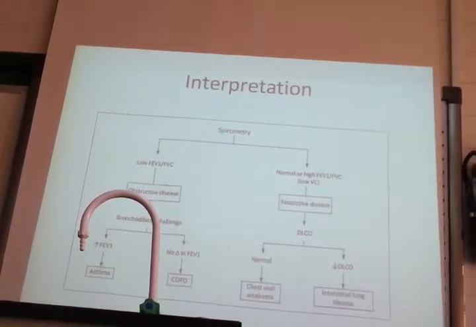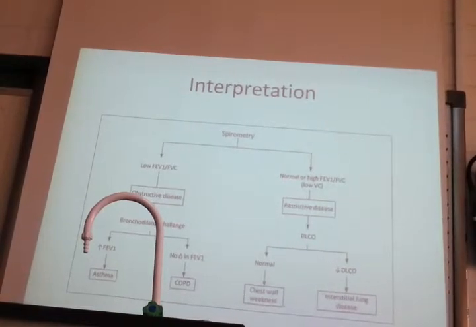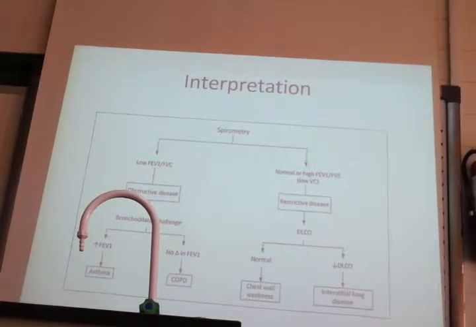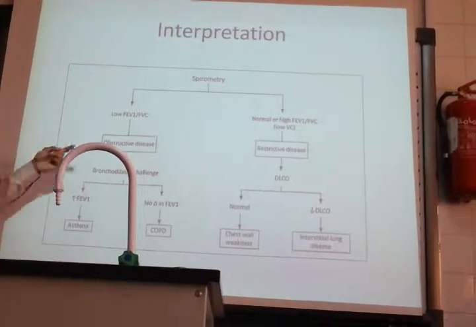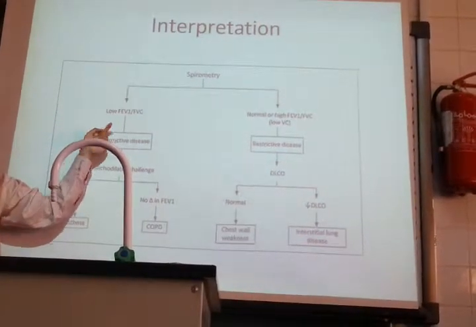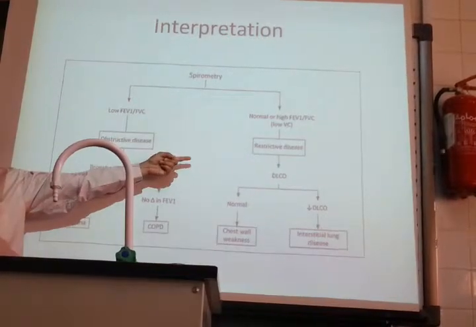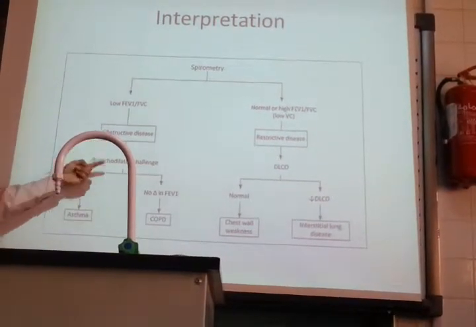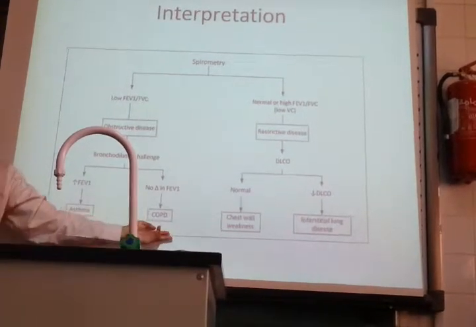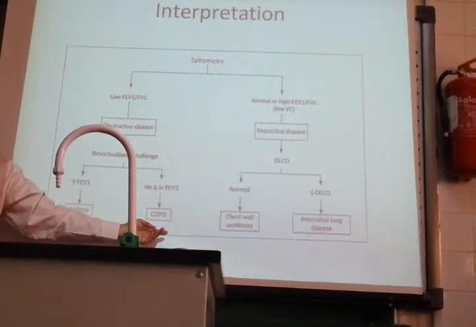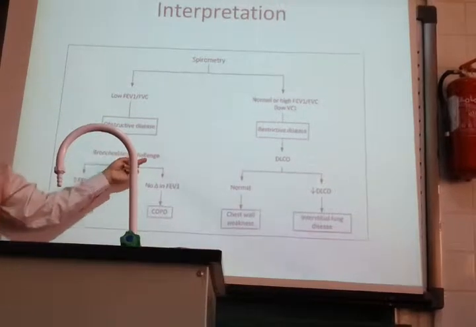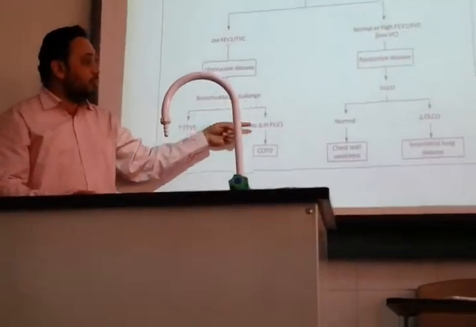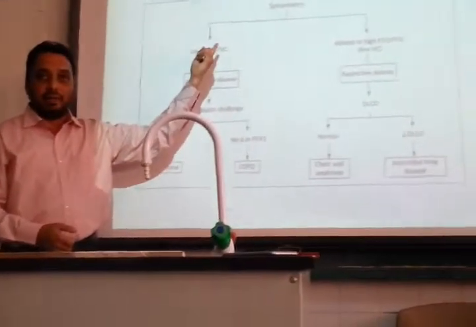Either it will remain normal or it will be higher because it's a ratio. Now, if it is low, it means obstruction. If it is normal or high, it means restriction. If it is obstructive, now you want to find out whether it is asthma or COPD. Both are obstructive. So what you do, you give a bronchodilator and then you do spirometry again.